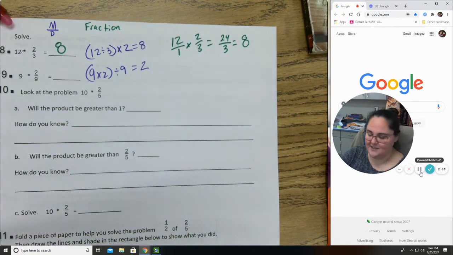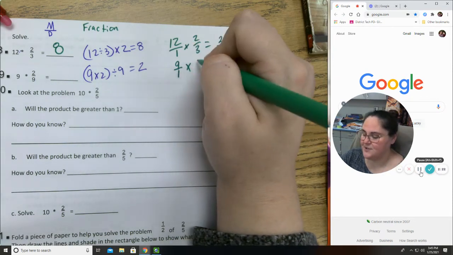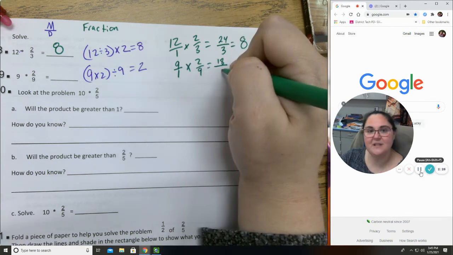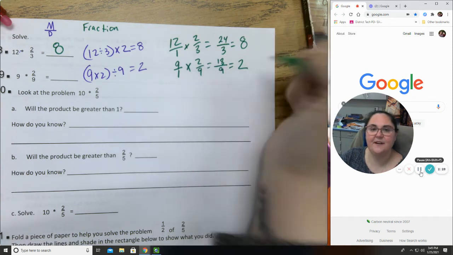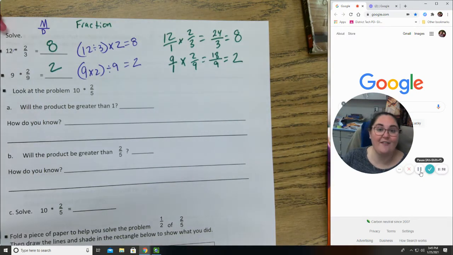Let's double check our answer. Here we go. 9 over 1 times 2 over 9. 9 times 2 is 18. 9 times 1 is 9. Divide it, 18 divided by 9, my answer is 2. Your final answer for this one should have been 2.